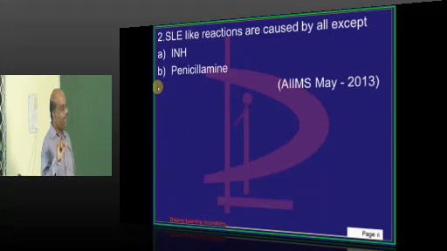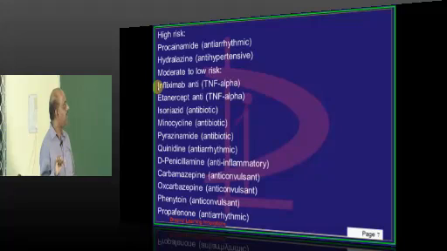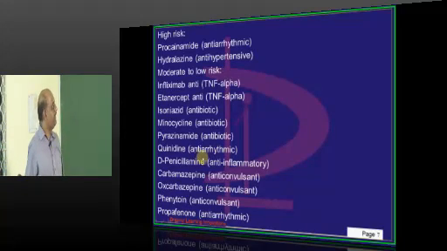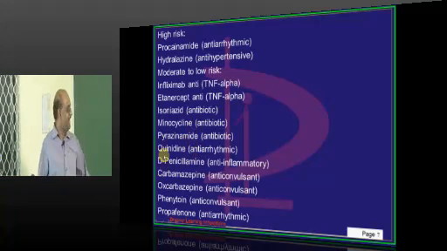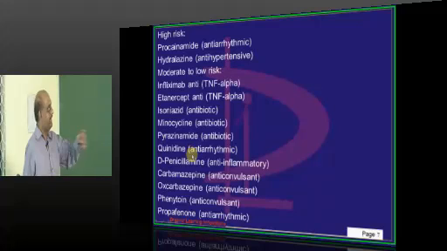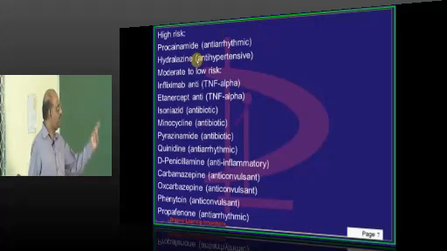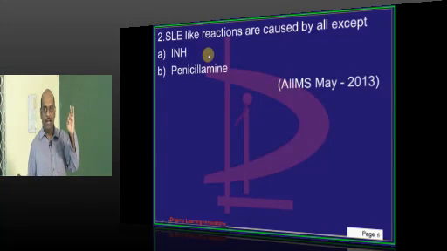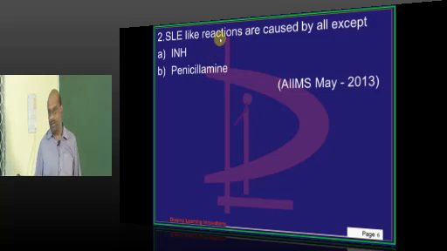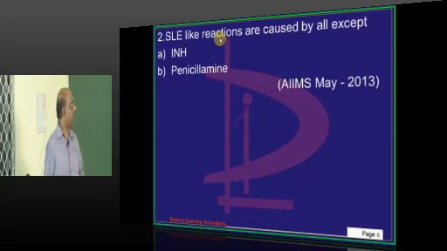Sulfonamide was there. Hydralazine was also there. Penicillin was there, not penicillamine. Sure? In that case, penicillin and penicillamine, the examiner wants to know whether you know the difference or not. It is as much a difference as between pen and pencil. Right. It is penicillamine, as corrected by our student. What are they? Sulfonamides, hydralazine, INH, and penicillin. Okay. So then penicillin becomes the answer.